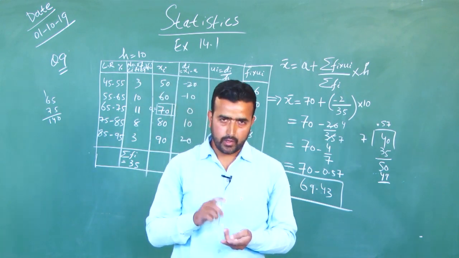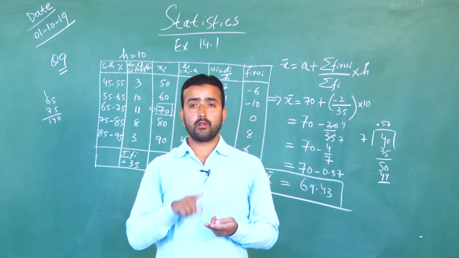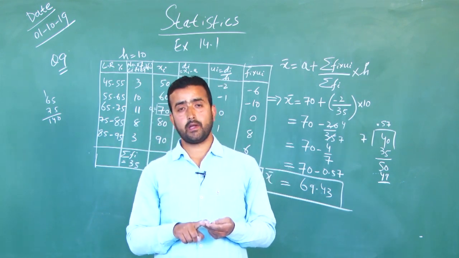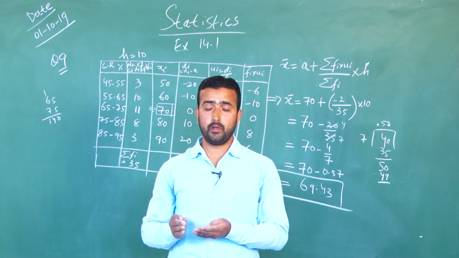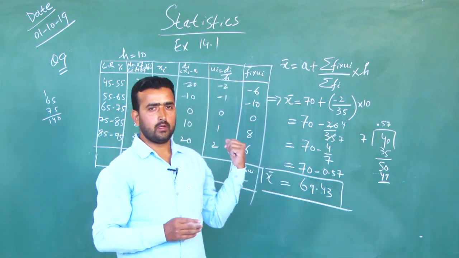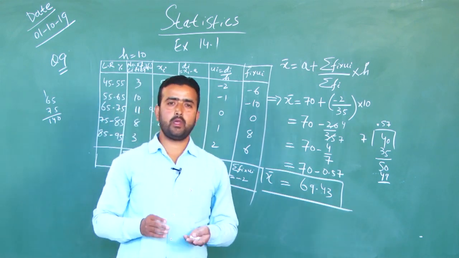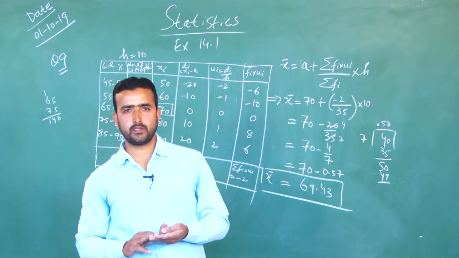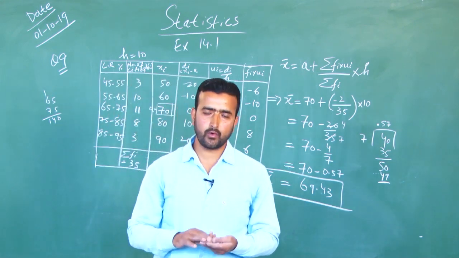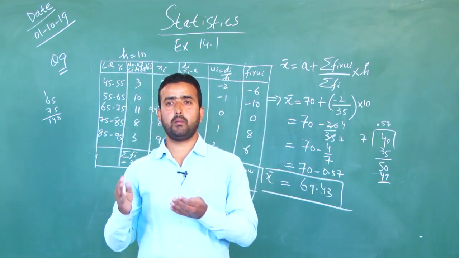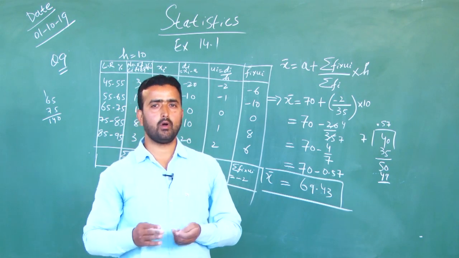And today we have discussed all 3 methods: first the direct method, second the shortcut or assumed mean method, and the third one that we discussed here was the step deviation method. In this way, we have used all the 3 methods by which we are supposed to find the mean of the given data.